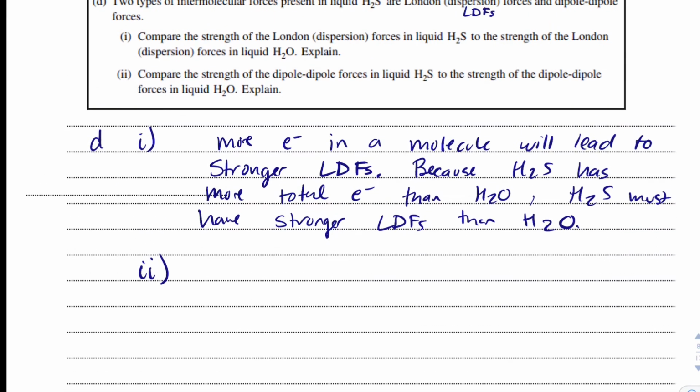But in part 2 it says compare the strength of the dipole-dipole forces in liquid H2S to the strength of the dipole-dipole forces in liquid H2O. Hopefully you recognize that we've got hydrogen bonding in water. That's a very common thing, whether you're in AP Chem or even AP Bio. And we know that hydrogen bonding is extreme dipole-dipole. It's the strongest type of dipole-dipole interaction. So, of course, H2O is going to have the stronger dipole-dipole. So I'm just going to go ahead and answer that, and then I'm going to explain why.